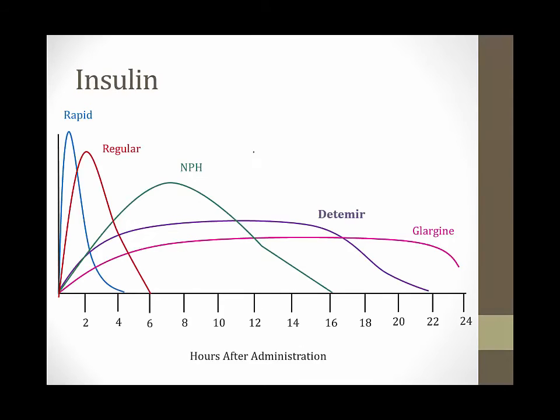Now I've shown in this slide all 5 types of insulin. You can see that Detemir and Glargine have the longest duration of action, rapid acting and regular have the shortest, and NPH is an intermediate insulin. Detemir and Glargine are often given once daily with regular or rapid insulin on top at meal times. NPH used to be used a lot, but now it's been replaced in many cases by Detemir and Glargine.